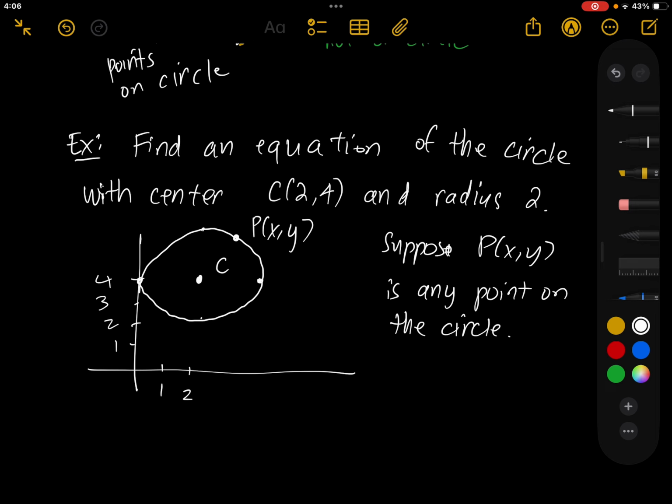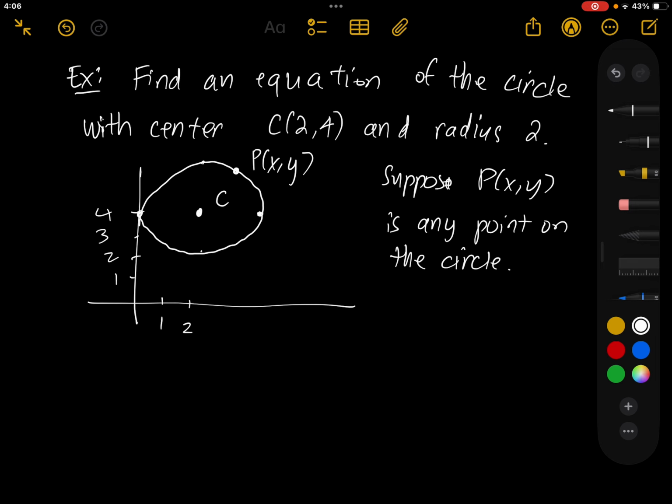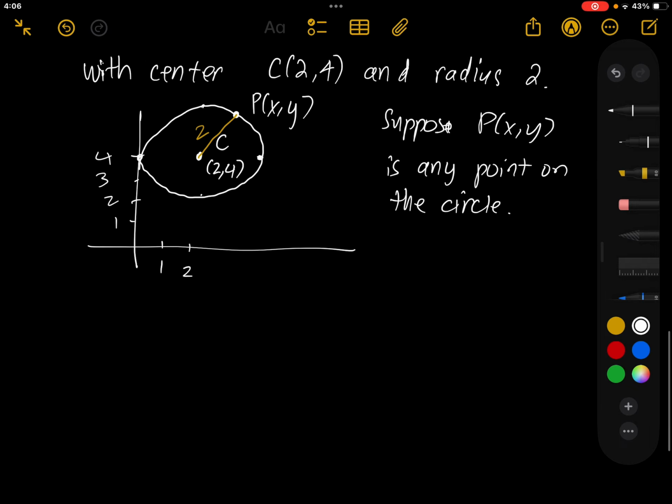So what has to happen if (x, y) is on the circle? Well, it means that the distance between (x, y) and the center has to be 2, because 2 is the radius. Now how do we find an equation to express that fact? My point C is (2, 4). So what equation can we write to say that (x, y) is 2 units away from (2, 4)?